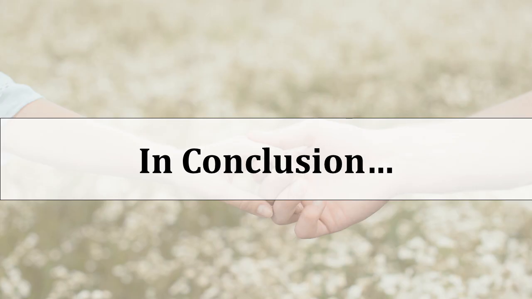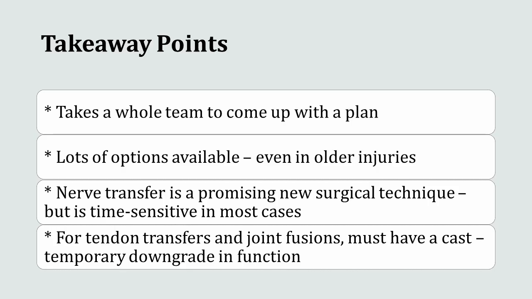So that is all I have. And so I have a few takeaway points for everyone. And these are kind of broad. It really does take a whole team to come up with a surgical plan, not just a surgeon. The rehab medicine providers are critical. The therapists are critical. This is why we make decisions as a team with the patient and their family. There are lots of options available, even in older injuries.